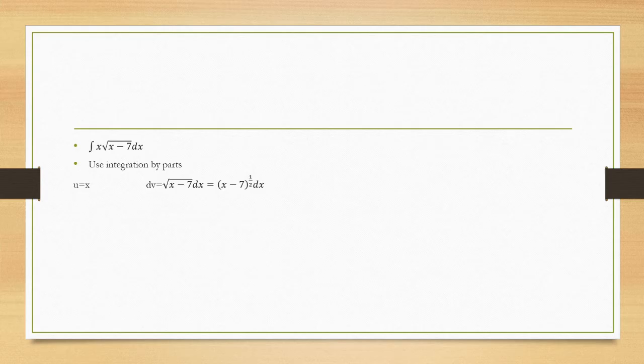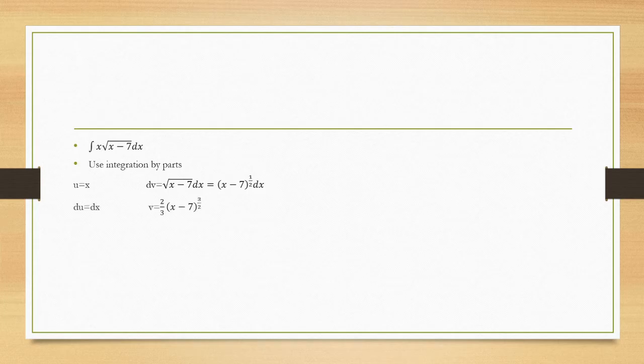The reason I'm going to choose u equal to x is because I want to find something that's very easy to differentiate. And once I take the derivative of x, it's just 1. Okay, so dv is the square root of x minus 7, which we can represent as x minus 7 raised to the 1/2 power.